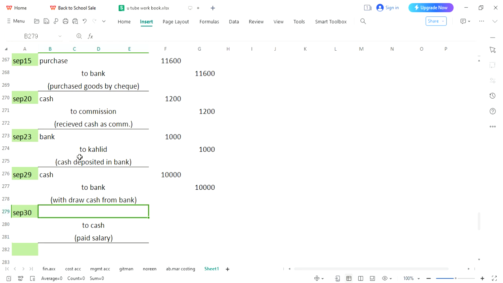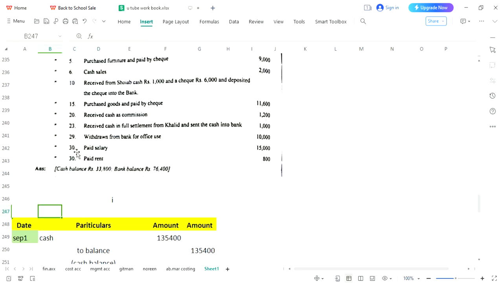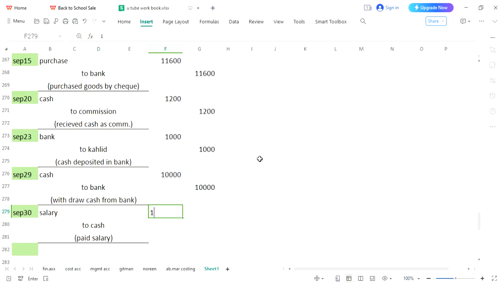If you are paying any amount continuously, again and again, that would be your expense. Salary is your expense. Expenses should be debited. So you will write salary on debit side, September 30. Amount was 15,000. So you will put 15,000 on debit side and same amount you will write on credit side.